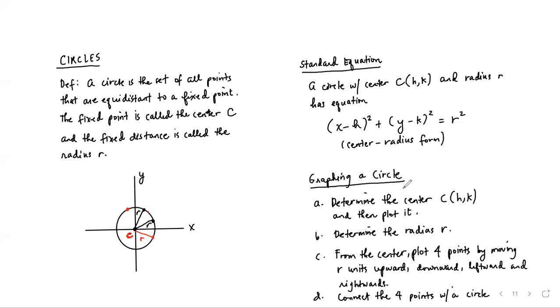So to graph a circle, we will determine the center (h, k), and then we plot it on the Cartesian plane. And then we determine the radius r, and using this radius and the center, we plot 4 points by moving r units upward from the center, r units downward from the center, r units leftward from the center, and r units rightwards from the center. Once we have those 4 points, we can connect them by using a circle.